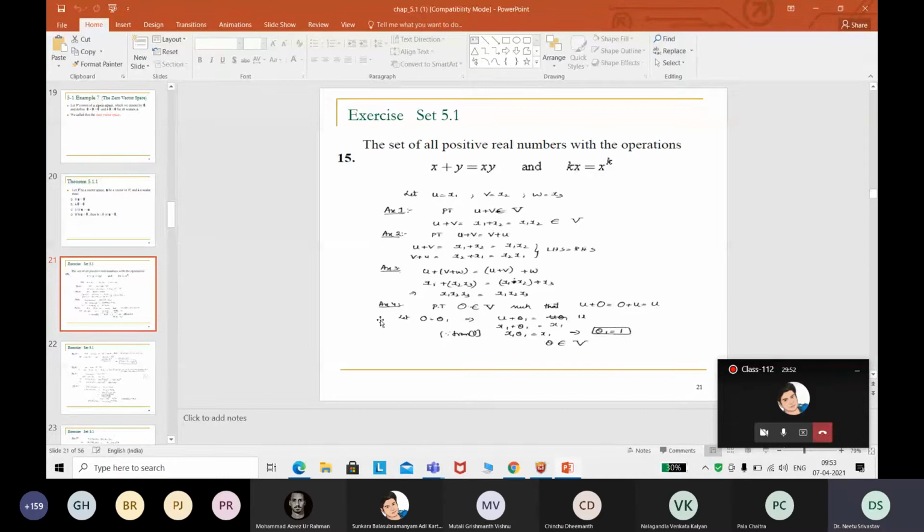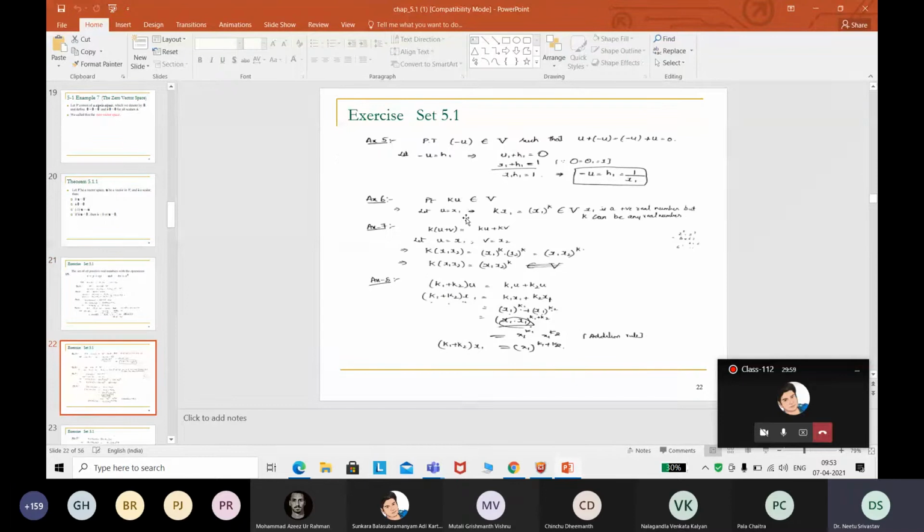Next, you check for scalar multiplication. k into x is equal to x raised to the power k. Just see this one. k into u belongs to V. u is equal to x1. k into x1 is x1 raised to the power k, which belongs to V. So x1 is a positive real number, whereas k can be any real number. So this belongs to V. That is what is given in the question.